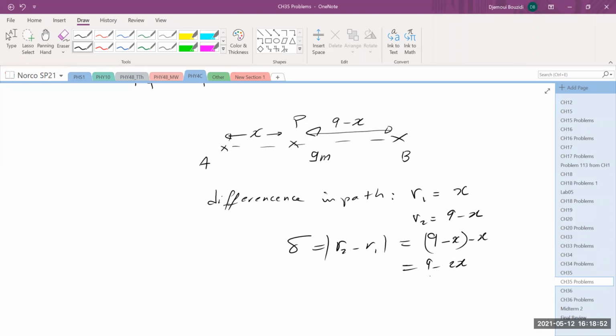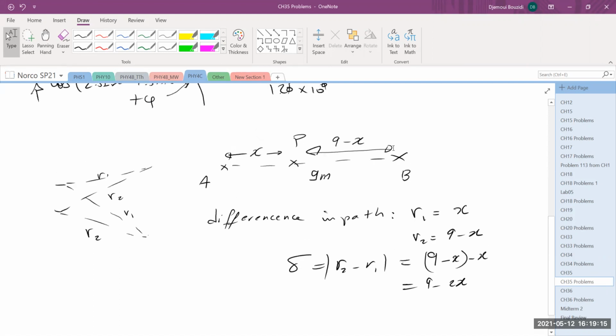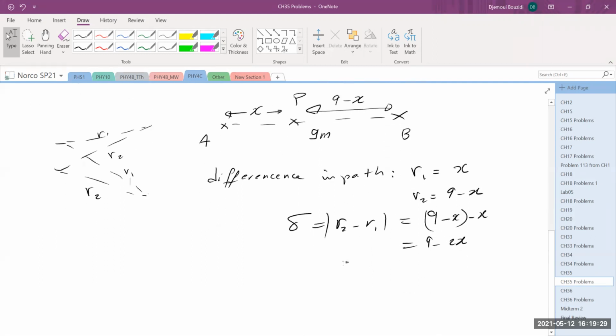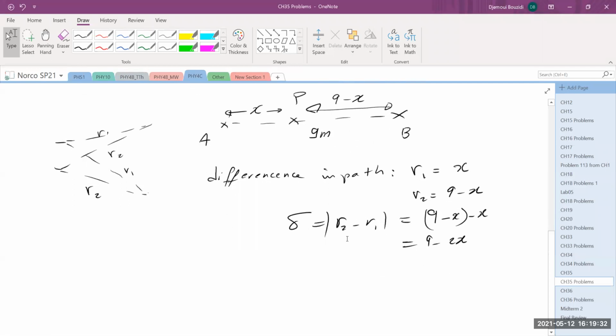One of them travels a distance 9 minus x, and the other one travels a distance that is x. And the difference in path, remember when we did the double slit, sometimes R2 is bigger than R1, like this one, or R1 is bigger than R2 below. So that's why I'm taking the absolute value, because I could be on one side where light will travel shorter from B and longer from A, or it could be on this side, like I drew it in the picture, where light from A travels a shorter distance than light from B. So I have to take it in absolute value to find all the different possibilities.